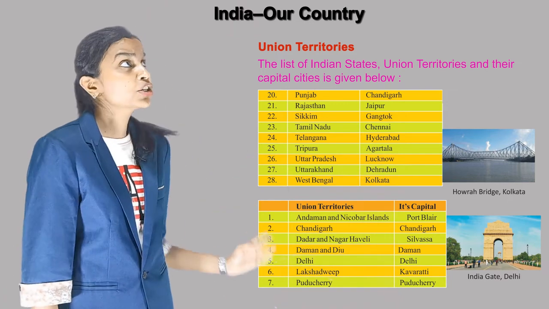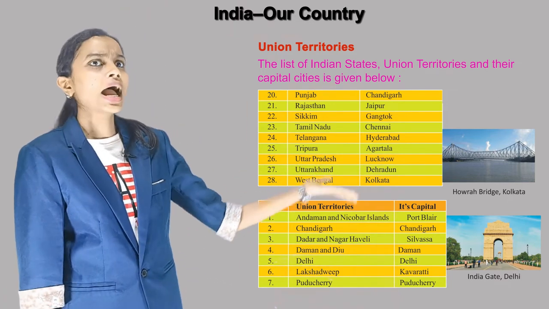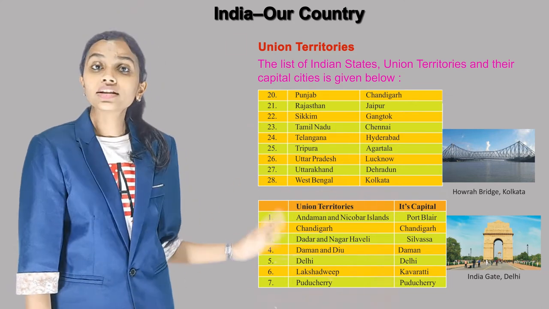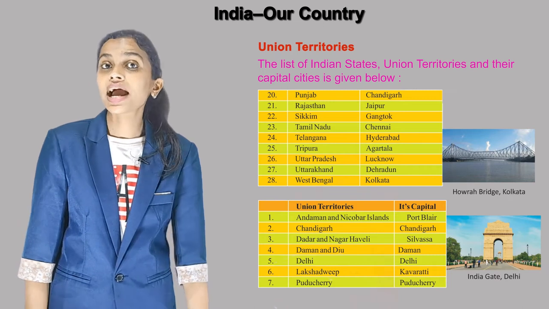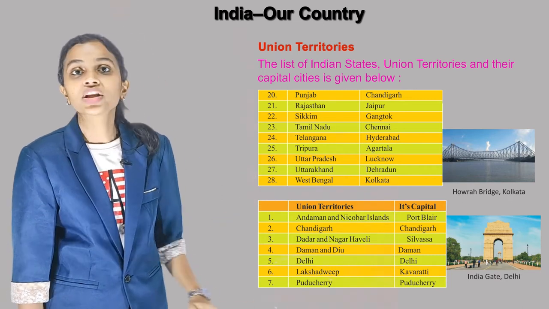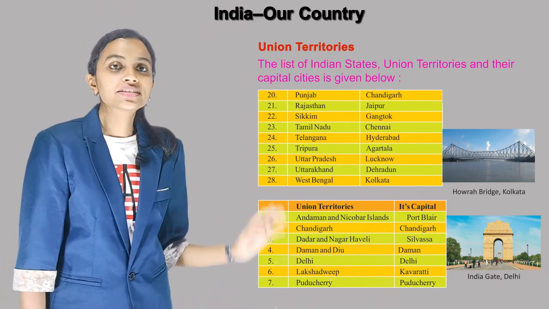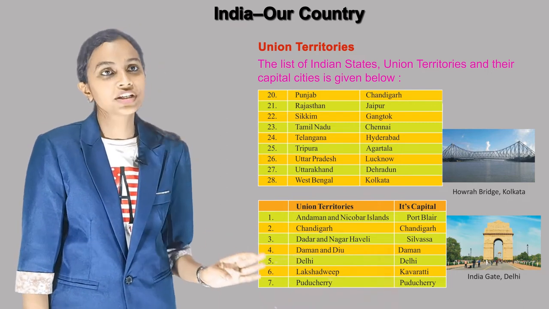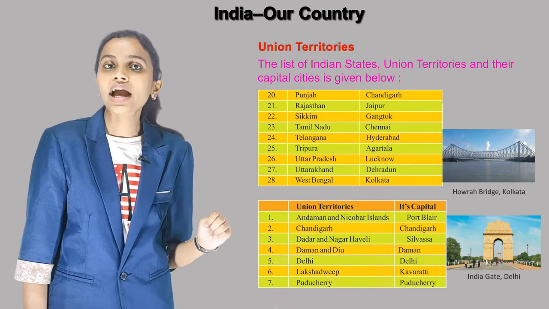Now we are moving to the Union Territories and their capital. The first Union Territory is the Andaman and the Nicobar Islands and its capital is Port Blair. Chandigarh is itself its capital. Chandigarh is the Union Territory and as well capital.